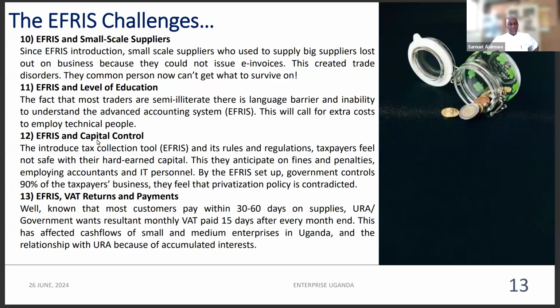the 12th is the EFRIS and capital control and ownership. With the introduction of the tax collection tool, the EFRIS, its rules and regulations, the taxpayers feel not safe with their hard-earned capital.